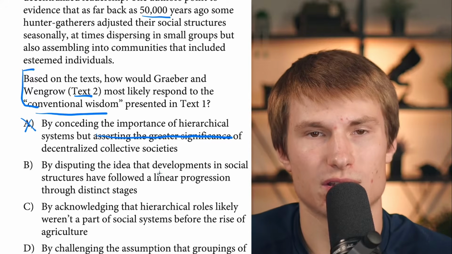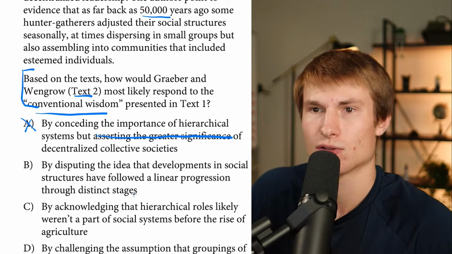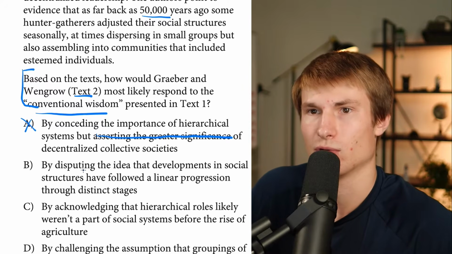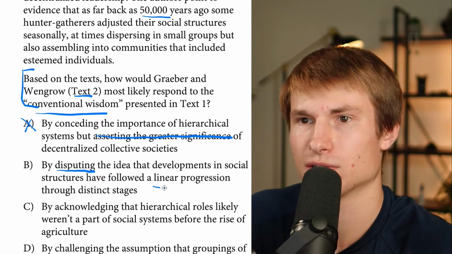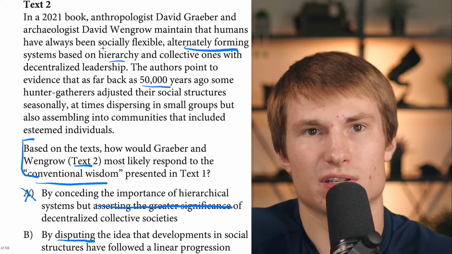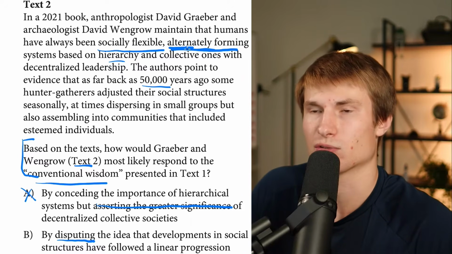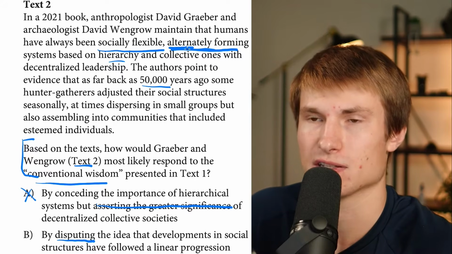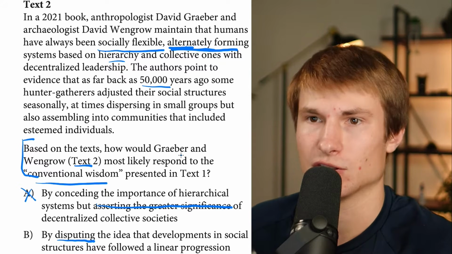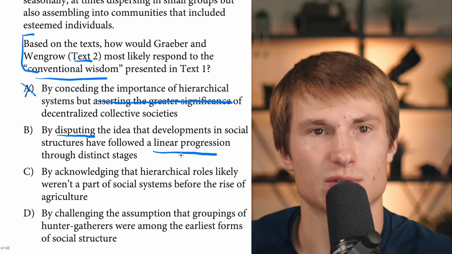B, by disputing the idea that developments in social structures have followed a linear progression through distinct stages. Okay, well, they are disputing the idea that it's a linear progression. And if we go up, we see that instead, they state that humans have always been socially flexible, alternately forming systems based on hierarchy and collective ones with decentralized leadership. So it's not in a linear sort of progression. So they are disputing that. So B looks really strong. We can take a quick look at C and D as well.